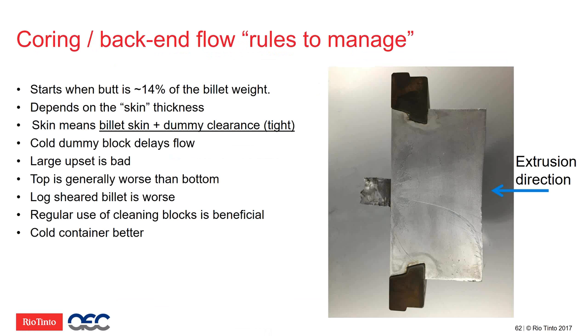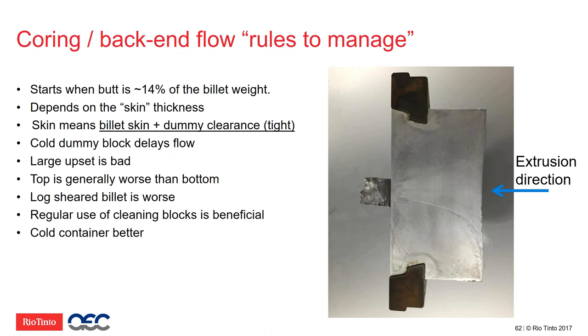Now, what I call the effective skin thickness here is the billet skin, so the quality of the billet, which depends on the casting technology obviously, plus the skull from the previous billet. And the skull, I didn't mention this yet, is basically the aluminum oxide accumulation that tends to stick inside the liner of the container. Okay, so all this taking into account is a way to fully understand and fully manage that coring.